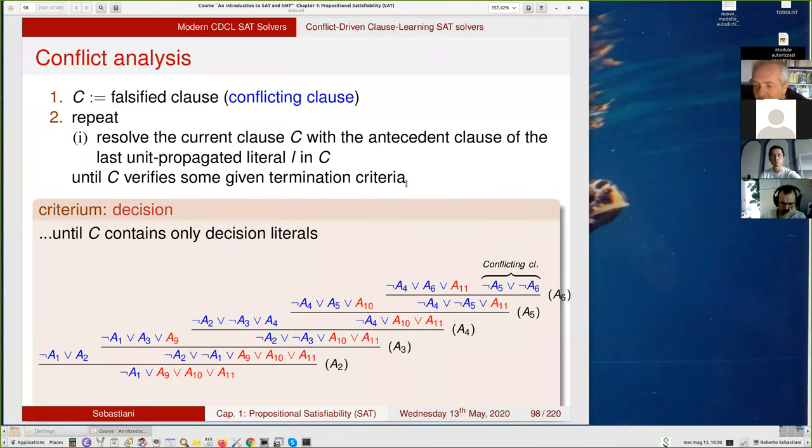Think of what your intuition suggests. The first intuition that you have is that you consider only decisions, since all the rest is deterministic. So what you do is undo backwards all the unit propagations until you have a clause which contains only decisions. This was indeed the very first idea that people had, as Sakala and Silva had. Okay, look at here.